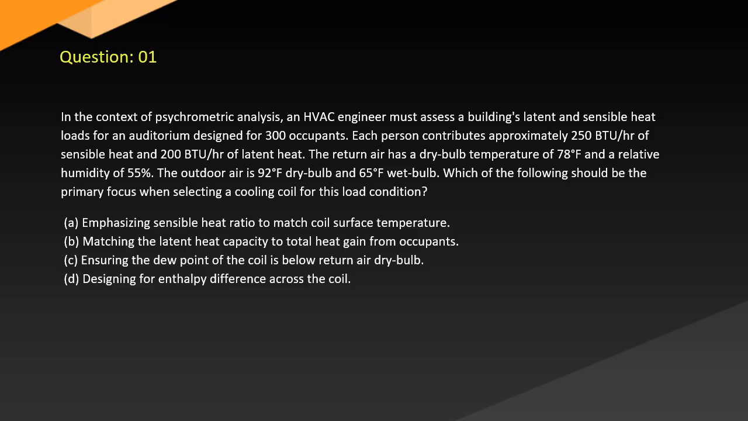The outdoor air is 92 for dry bulb and 65 for wet bulb. Which of the following should be the primary focus when selecting a cooling coil for this load condition? A. Emphasizing sensible heat ratio to match coil surface temperature. B. Matching the latent heat capacity to total heat gain from occupants. C. Ensuring the dew point of the coil is below return air dry bulb. D. Designing for enthalpy difference across the coil.